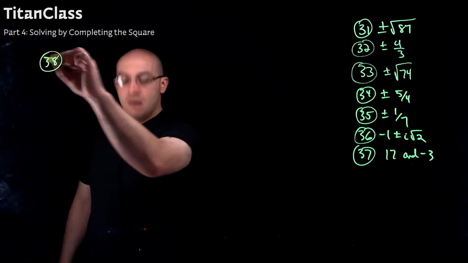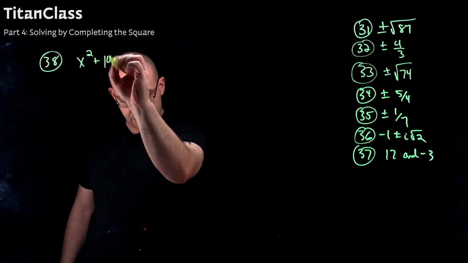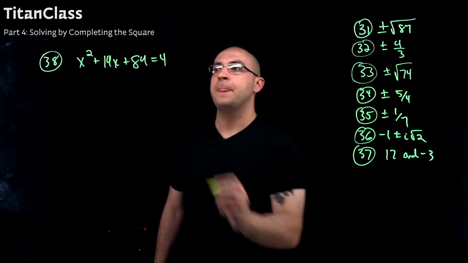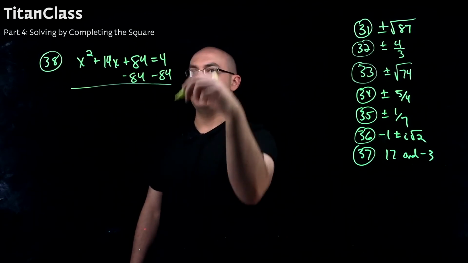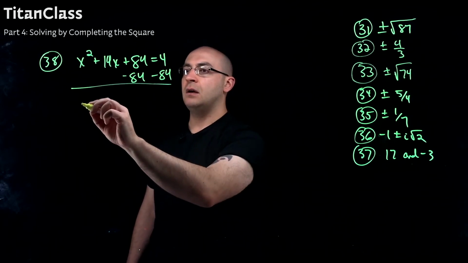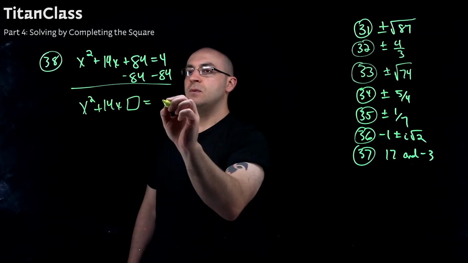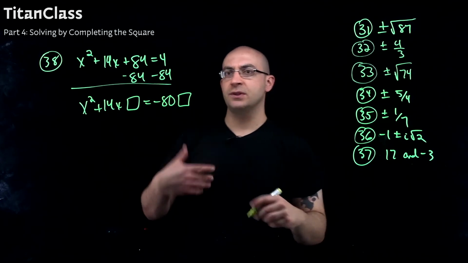38, x squared plus 14x plus 84 equals 4. This one's going to be ugly. Minus 84 on both sides, and I know it's going to be ugly because look, we have such a big negative already. X squared plus 14x equals negative 80. Remember, always combine the terms when you move them over so we don't have to take another level.